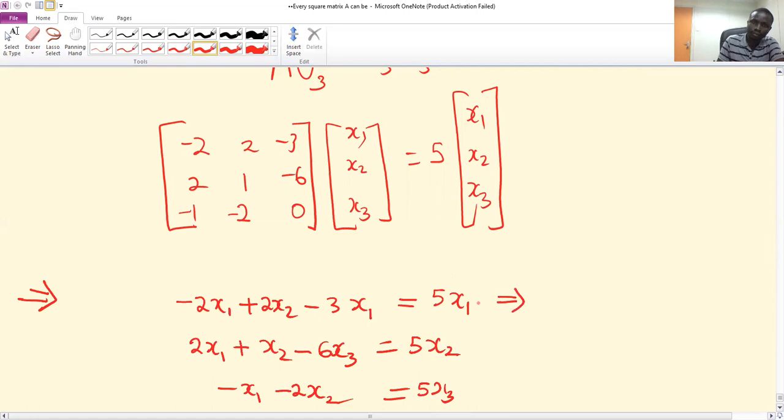From this one, taking this one to the right, we'll have 2x2 minus 3, I remember this is 3. So 2x2 minus 3x2 is equal to, bring this to the right, so we have 7.